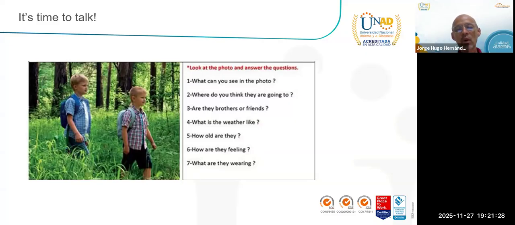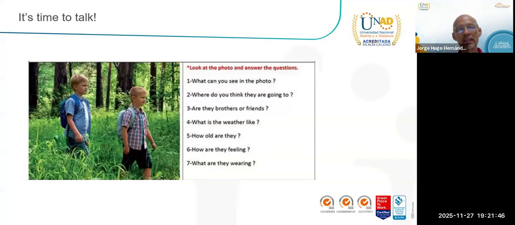Number 6, how are they feeling? You have to pay attention to their faces, and you can deduce if they are happy, or they are angry, or they are sad. What can you see in their faces?